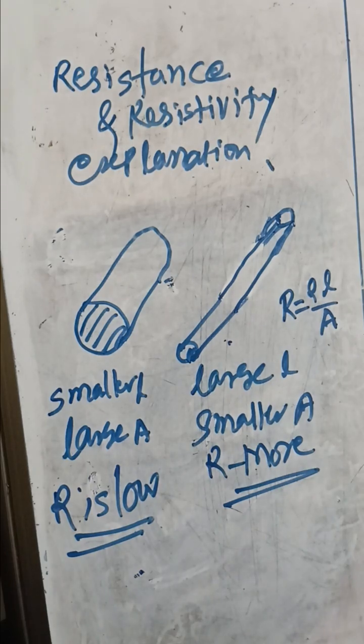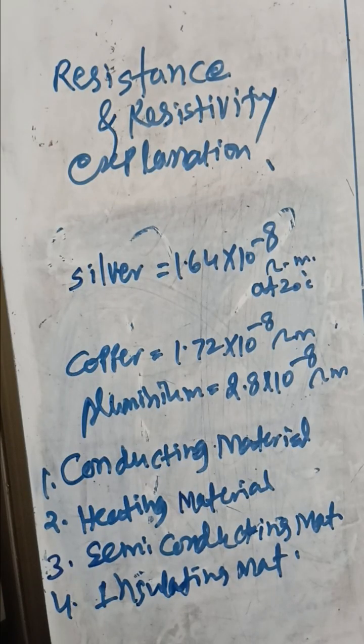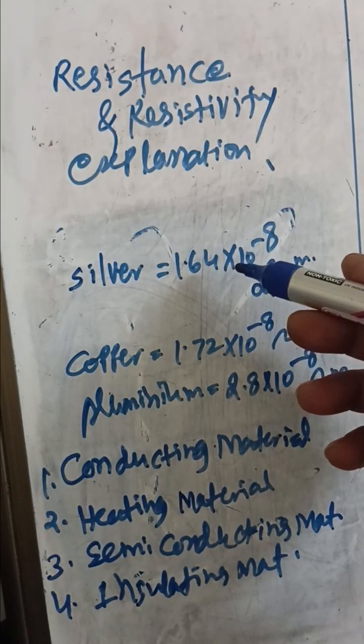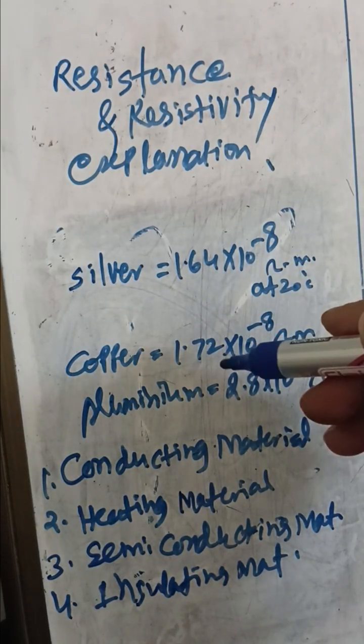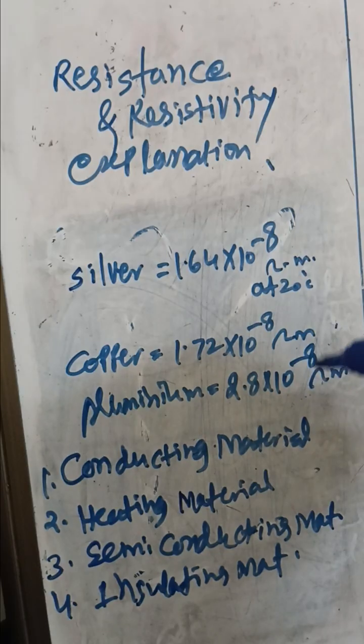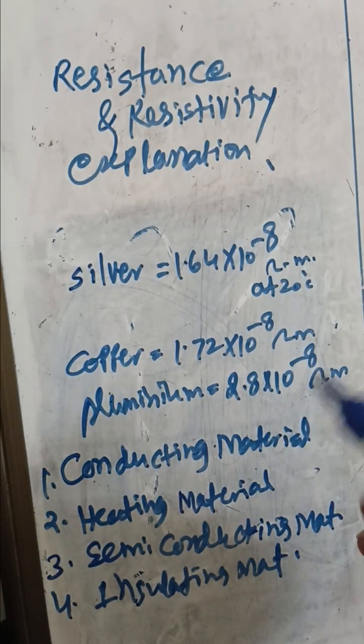Now we discuss the resistivity of conducting materials, heating materials, semiconducting materials and insulating materials. Conducting materials are silver, copper and aluminum. Silver resistivity is 1.6 into 10 to the power minus 8 ohm meter, copper 1.7 into 10 to the power minus 8 ohm meter, and aluminum 2.8 into 10 to the power minus 8 ohm meter at 20 degrees Celsius. Mostly copper and aluminum are used as conducting material in wires.